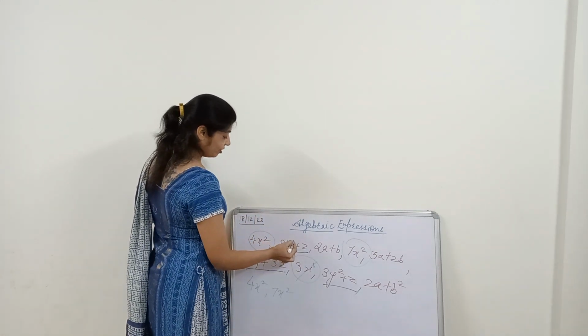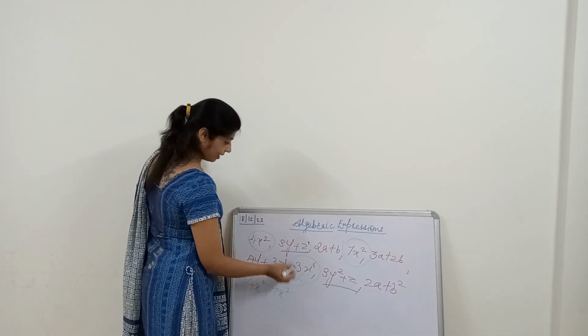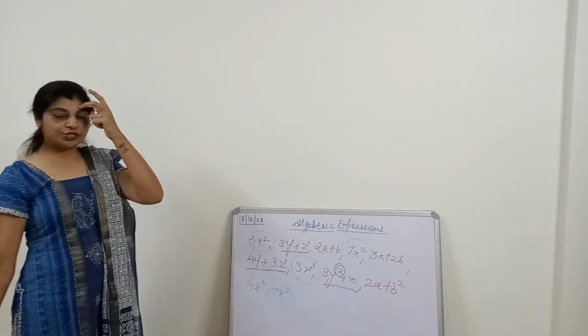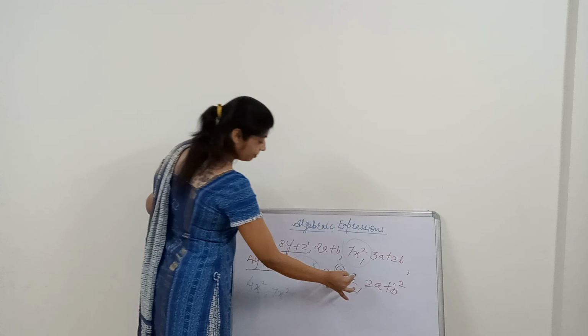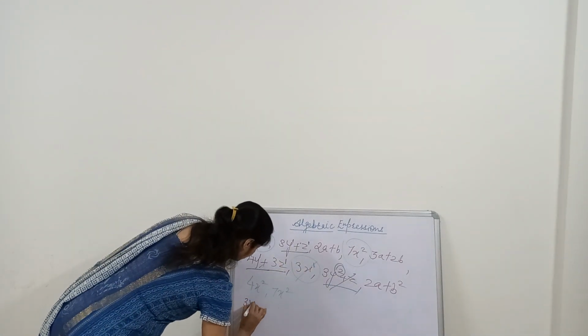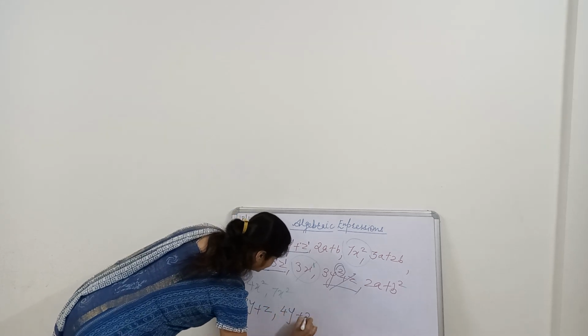So this y has no power, which means 1, and z also has no power, which means 1. Here also the same. Whereas here y has the power 2, so this can't be a like term of these two. So these two are the like terms: 3y plus z, comma 4y plus 3z.